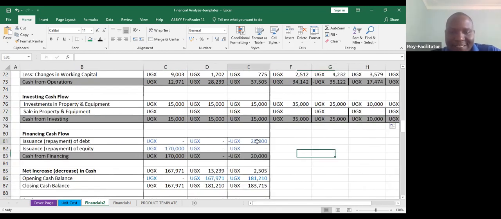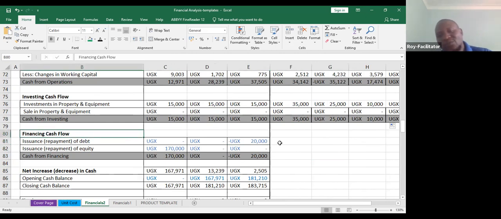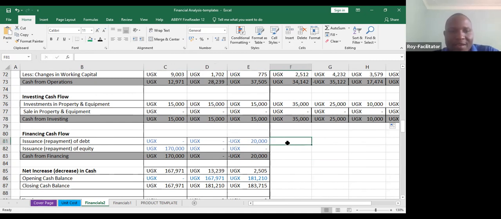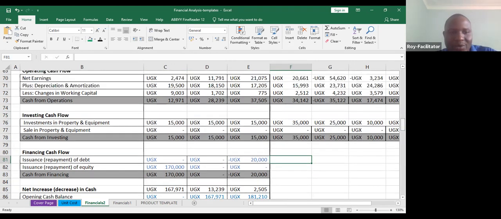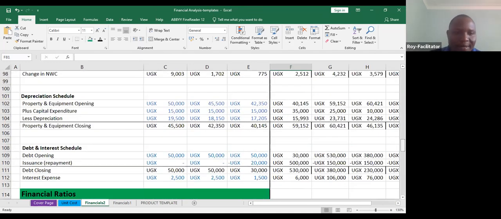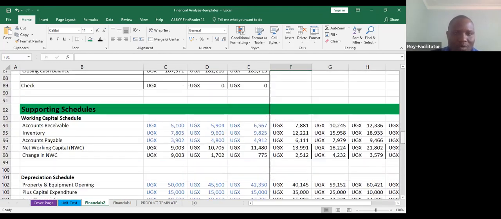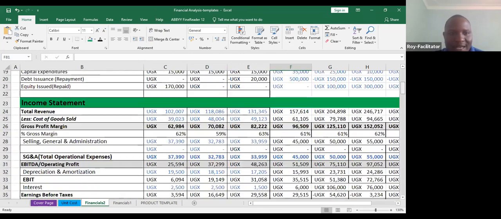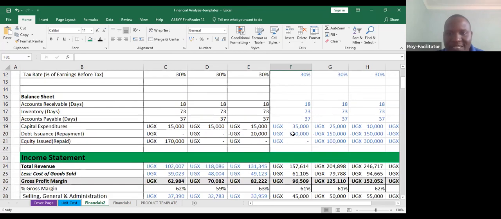Issuance or repayment of debt. So we are now on financing cash flow. So here we have to look at, if we get money, if we get debt, that means our money is going to be positive. If we pay, it means it's negative. So I'll just go on our assumptions here. And now we are talking about debt. Here we said we are going to borrow. So when we borrow, it means money is coming into the company. So I'll just pick the debt. Sorry, I didn't put the equal sign.